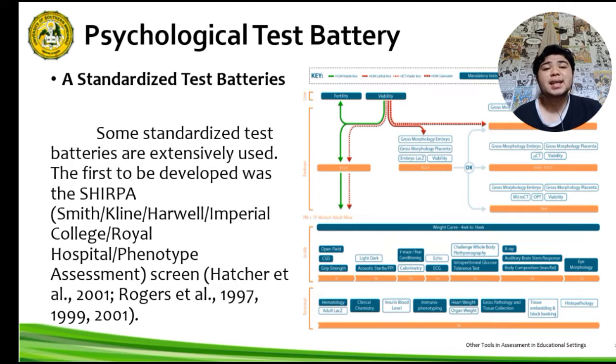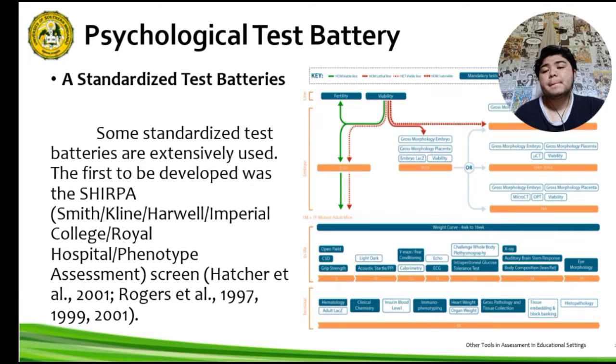First is the standardized test battery. This is standardized, so it cannot be adapted or edited. It's a series of tests. One great example of this is the SHIRPA, or SmithKline Beecham, Harwell, Imperial College, Royal London Hospital Phenotype Assessment.